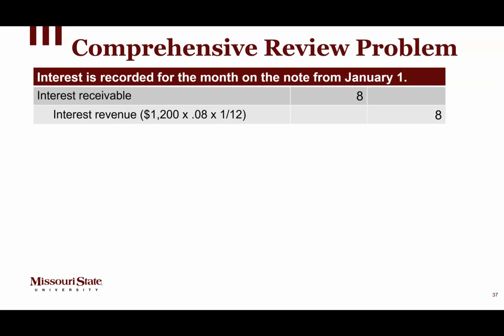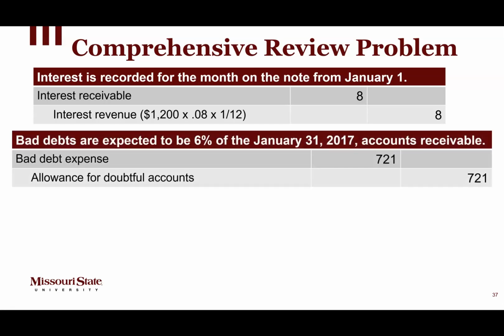So we record interest for the month on the note from January 1st, right? So we have $8 in interest receivable. This is another receivable account. All this means is we know we're supposed to be getting this. We're going to get it in the future, but we need to record it now. We need to recognize it now, right? And then we're going to determine the revenue for it, which is very simple. It is your ART, your amount times rate times time, right? So your 1,200 times 8% times 1/12 of a year, okay?